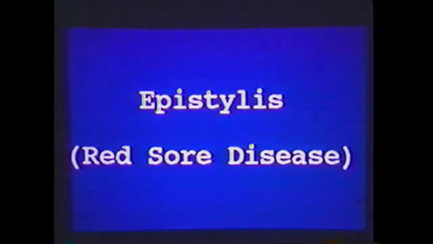Epistylis, or red sore disease, is a disease usually seen only in wild fish. Here you have these prominent barrel-shaped organisms that have a stalk that attaches to the epithelial surface of the fish, causing an ulcer, usually a single ulcer, at the base of the fin.